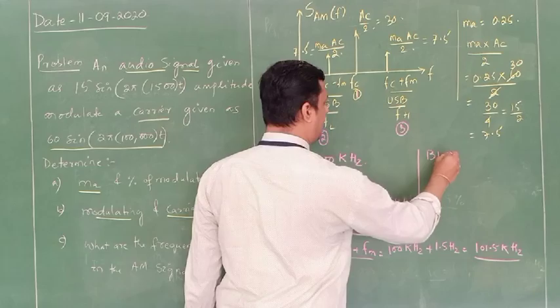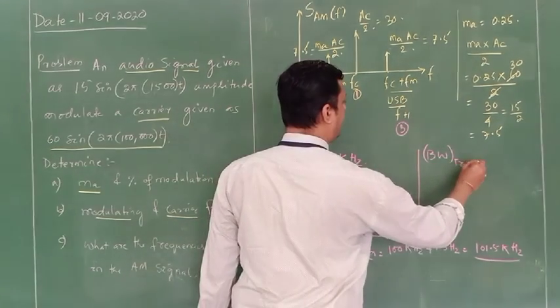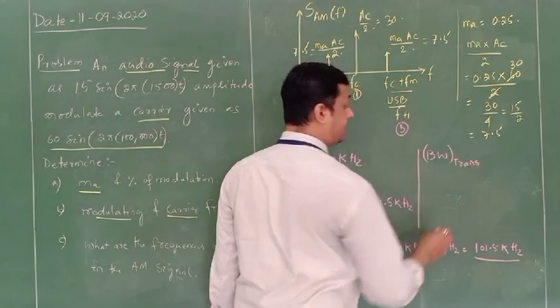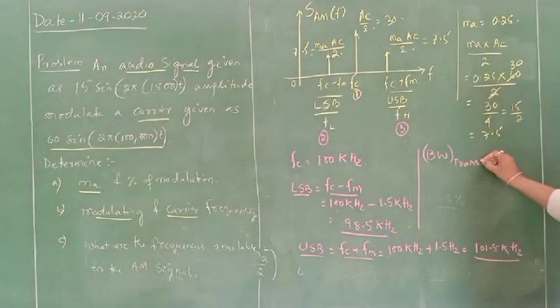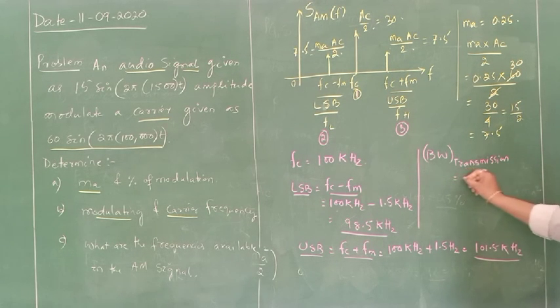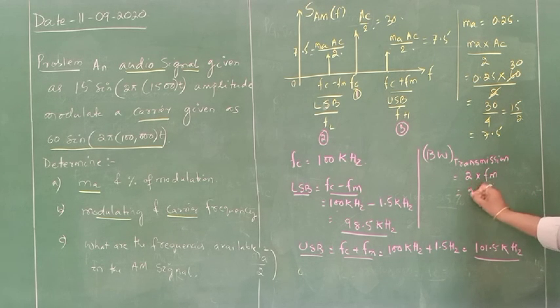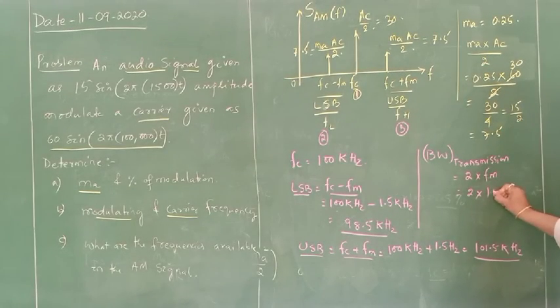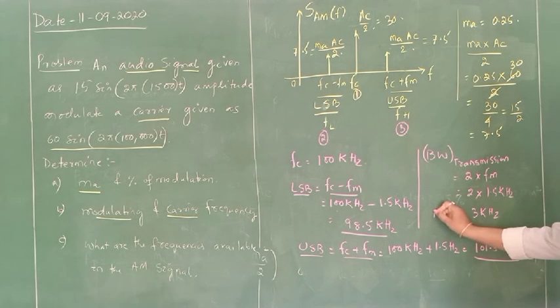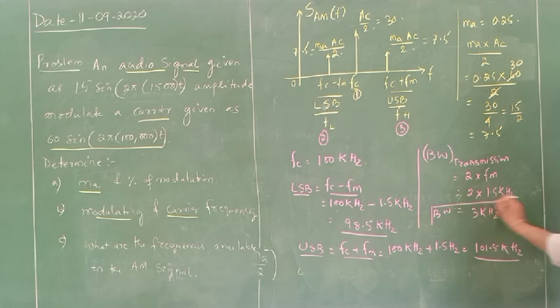and that too the bandwidth of transmission. Here I have not asked, but if in the question it is asked what is the bandwidth of transmission or what is the bandwidth of the modulated signal, then it is twice fm. So twice fm means fm is 1.5 kilohertz, so twice 1.5 kilohertz is equal to 3 kilohertz of bandwidth. So this is the bandwidth, 3 kilohertz.